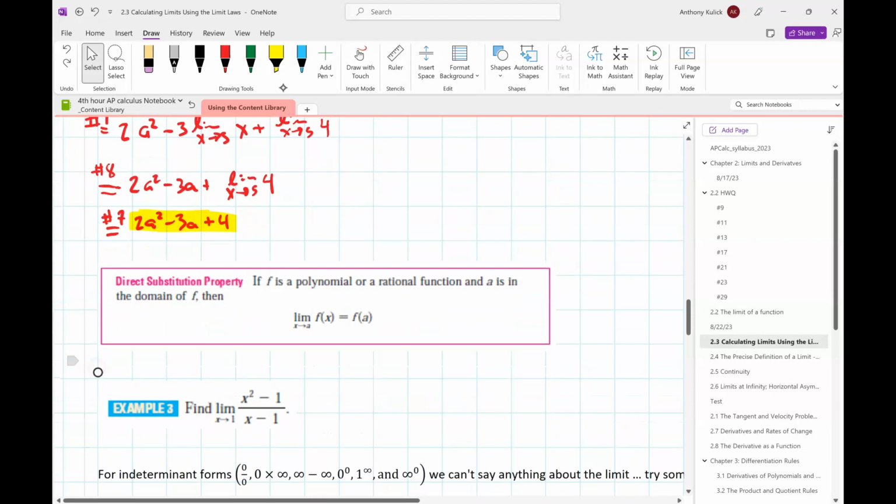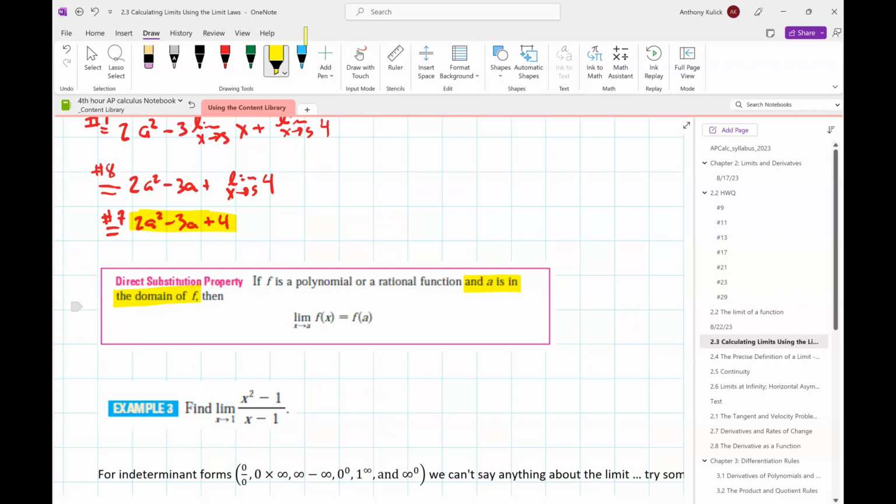So what's the catch though, folks? As long as a is in the domain of f. Go back to Algebra 2. That's a long time ago. What's the domain of any polynomial? All real numbers. So is this going to work every time if f of x is a polynomial? Yes. You don't have to think about it.